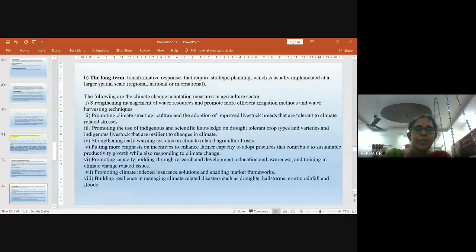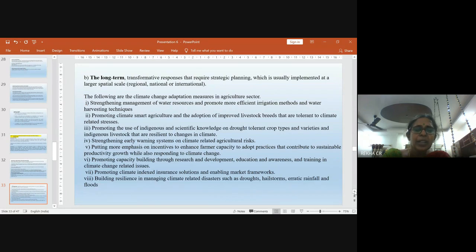The long term. So long term practices. The long term transformative responses, which require strategic planning, are usually implemented at a larger scale. It may be regional level, national level, or international level.